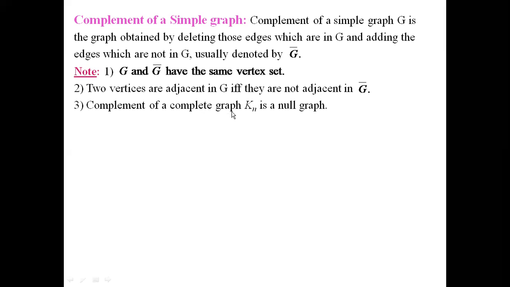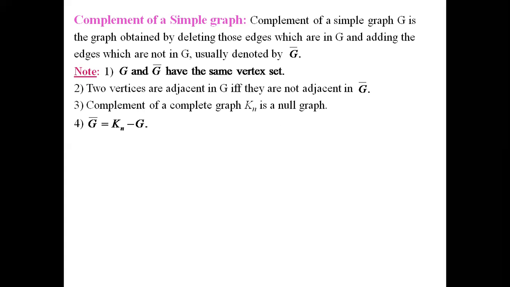Complement of a complete graph Kn is a null graph. Kn is nothing but the complete graph where there is an edge between every pair of vertices in the graph. So if we obtain the complement of a complete graph, it results in a null graph, meaning all the edges are removed. When we remove all the edges from the complete graph Kn, we arrive at a null graph.